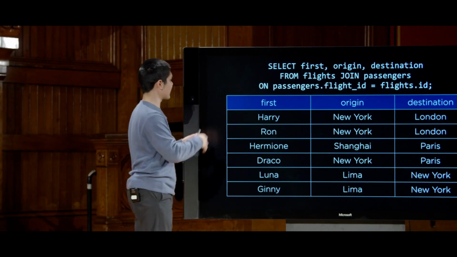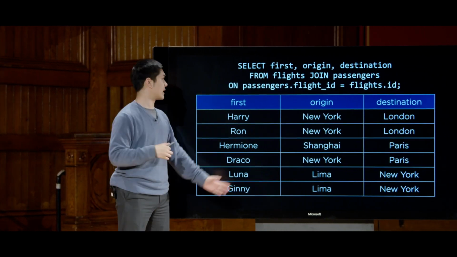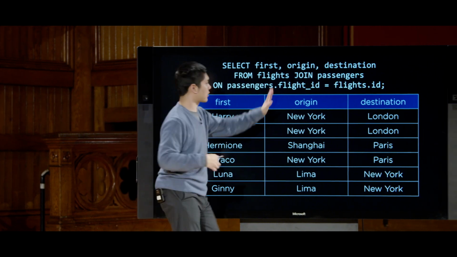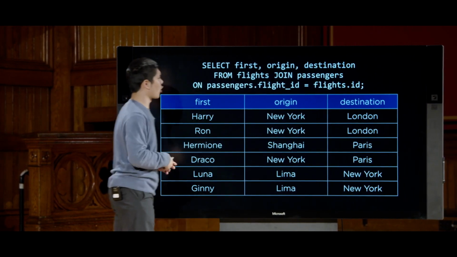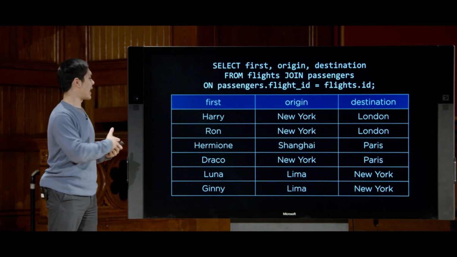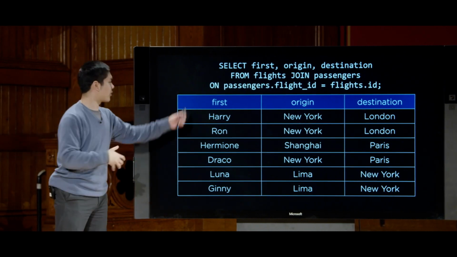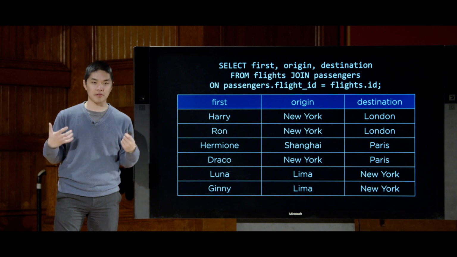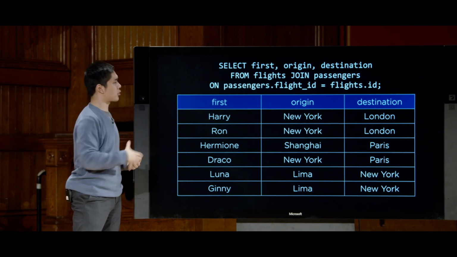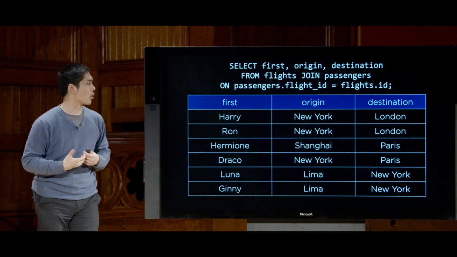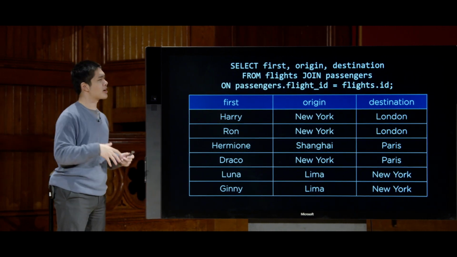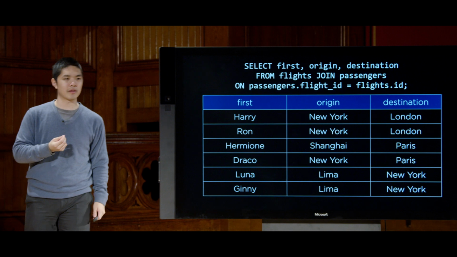And so the result I might get is a table that looks like this, that gives me everyone's first name, but also their origin and their destination, where origin and destination are going to be drawn from that table of flights, and the first name is going to be drawn from the table of passengers. But by using a join query, I've been able to take data from two separate tables and join them both back together. And there are a number of different types of join queries that I can run.